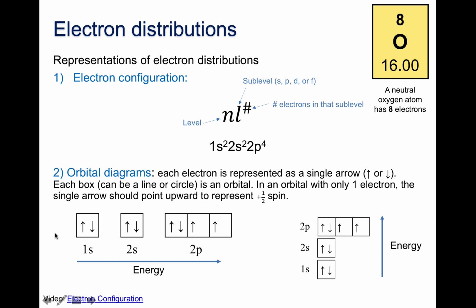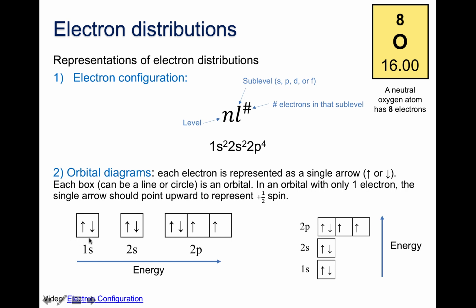In this textbook, they use boxes as the geometric shape, but you might also see just lines or circles. Each box represents an orbital, and each arrow represents an electron. Each electron has to be facing up or down, and that corresponds to its spin. Positive 1/2 is an up arrow, negative 1/2 is a down arrow.